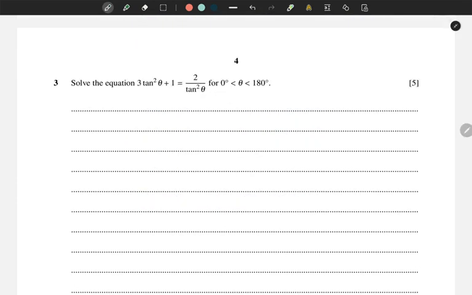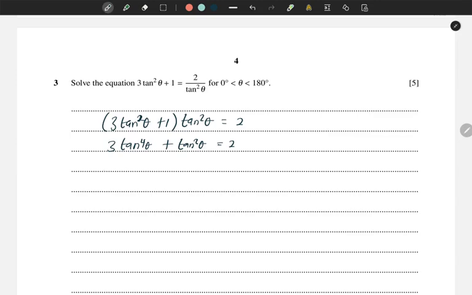The question is: solve the equation 3 tan square theta plus 1 equals 2 over tan square theta. What we're going to do here is cross multiply so that you can eliminate the fraction, the denominator, and that's going to be 3 tan squared theta plus 1, in brackets, times tan square theta equals 2. So you expand the brackets, and this should give us 3 tan raised to the power of 4 theta plus tan squared theta equals 2.